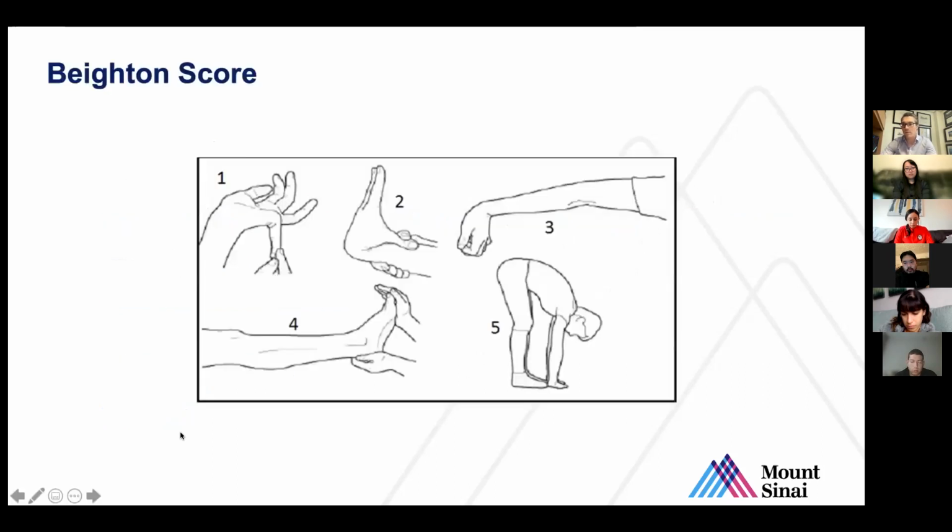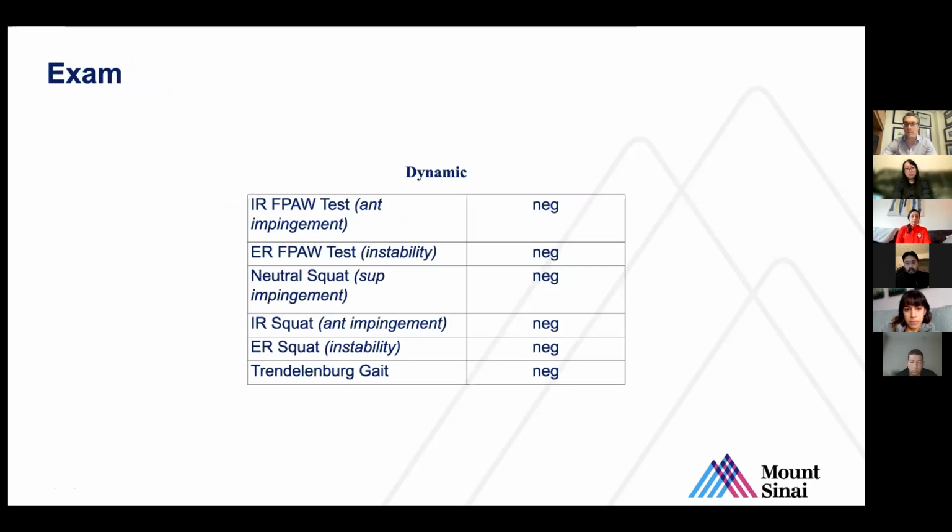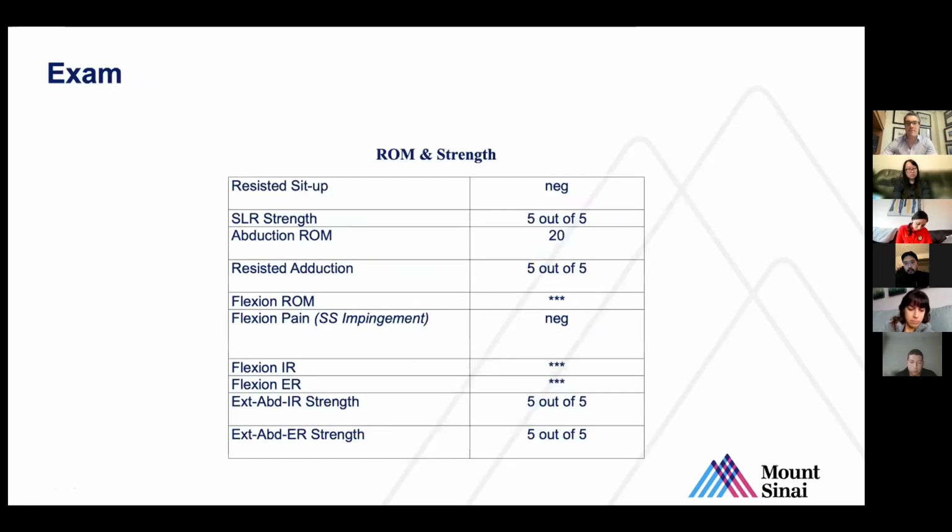And so Beighton score, just for a refresher, you get a score out of 9, so it's bilateral for 1 through 4 here, and then 5 is the 1 point that gets you to 9. And this is your Beighton. Many people will consider a Beighton of 4 or over as being ligamentally lax, although this is also a debated cutoff point. Dynamic examination. So IR FPA test, right?